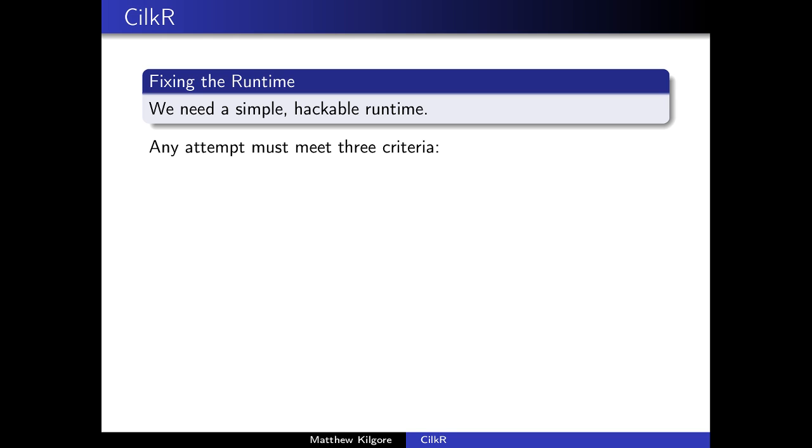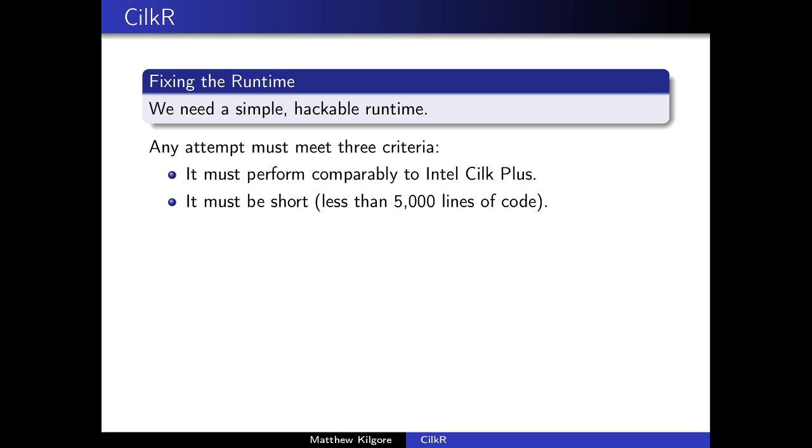Any attempt is going to need to meet three criteria. First, it cannot perform worse than Cilk Plus; it has to perform comparably. Second, it cannot be long, less than 5,000 lines of code. And third, it's got to be simple. That's a bit subjective, but at the very least, it's pretty clear when something isn't simple.